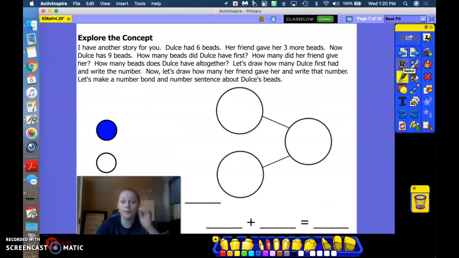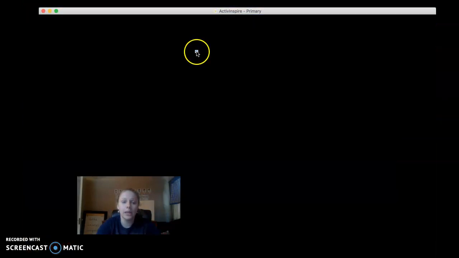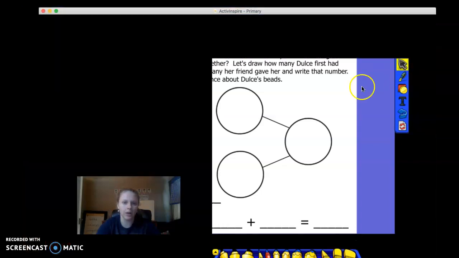All right, I have another story for you. Dulce had 6 beads. Her friend gave her 3 more beads. Now Dulce has 9 beads. How many beads did Dulce first have? So let's go back into the story. Dulce had 6 beads to start.